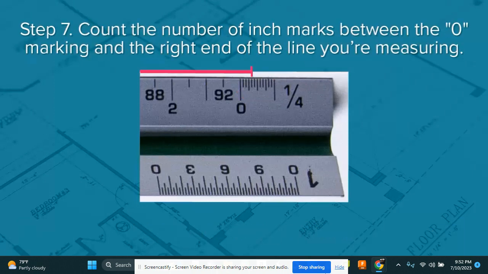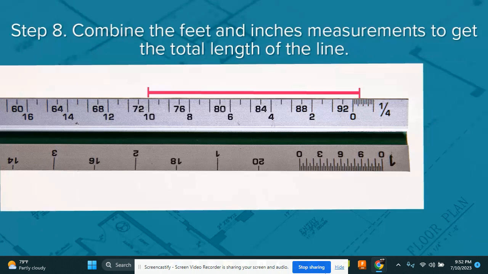Step 7. Count the number of inch marks between the 0 marking and the right end of the line you're measuring. Here, we see 4 marks. Multiply this number by the number of inches each mark represents to find the total inches. So, 4 marks multiplied by 1 inch equals 4 inches. Step 8. Combine the feet and inches measurements to get the total length of the line. In this example, the total length is 10 feet, 4 inches.